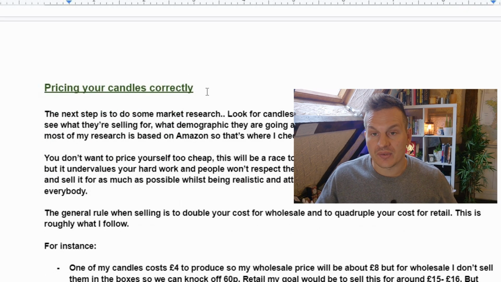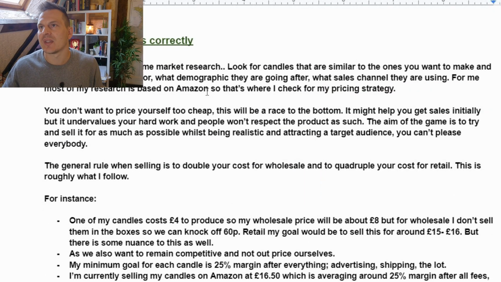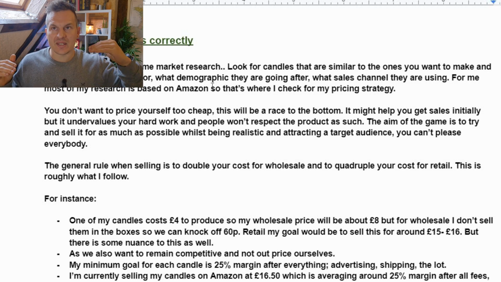Next, we're going to go down to pricing your candles correctly. Now, this differs for a lot of people, but generally the same rules apply, so we'll get into it. So the next step I would do is do some market research. Look for candles that are similar to the ones you want to make and see what they're selling for. What demographic are they going for? What sales channels are they using? For me, most of my research is based on Amazon, and that's where I check my pricing strategy. It could be different for you. You might want to be selling on Shopify, so perhaps your margins are different. Amazon is quite competitive, so I need to find the right place for me to fit in.